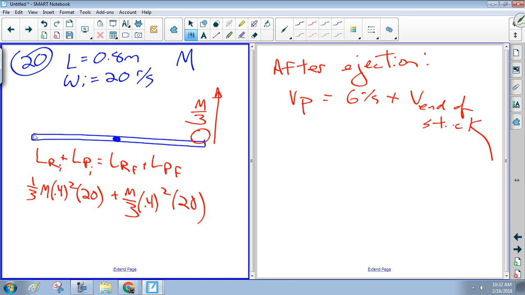That's got to then equal the after. So the rod's not going to change, so it's going to be 1/3 m times 0.4 squared times omega f, right?